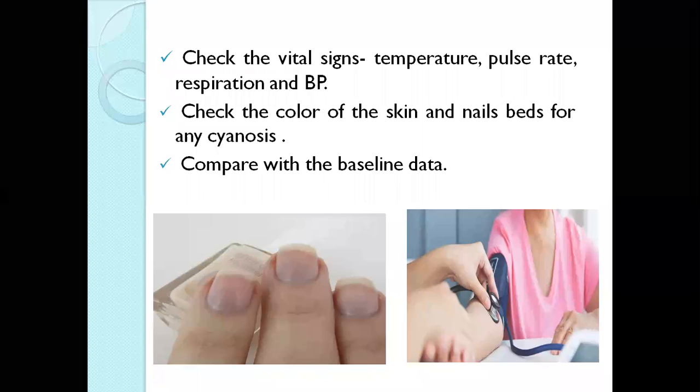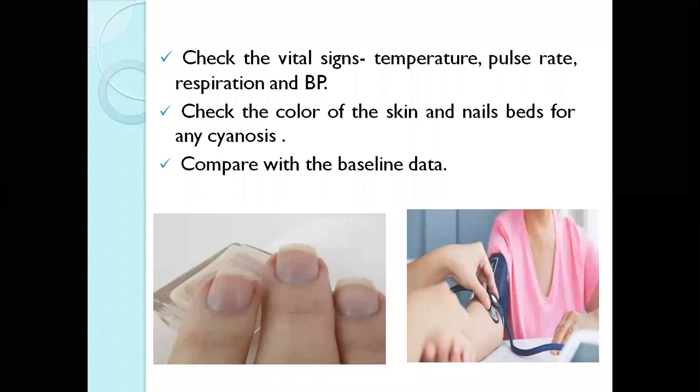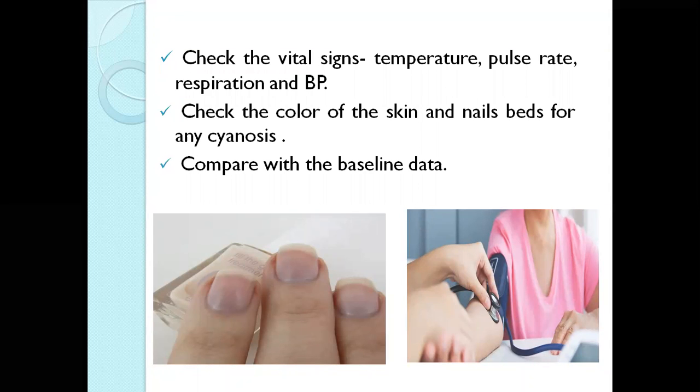Then we have to check the color of the skin and the nail beds for any cyanosis. If you see from the diagram, this person's nail beds have a slightly bluish discoloration. If the person has this type of color, it indicates that the person has decreased oxygen supply in the body. So we should start with the oxygen therapy or the oxygen inhalation. Then compare with the baseline data.